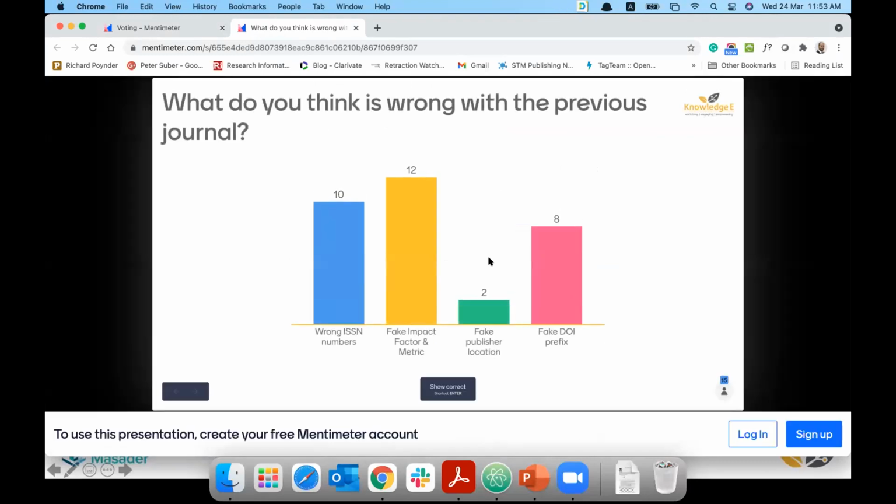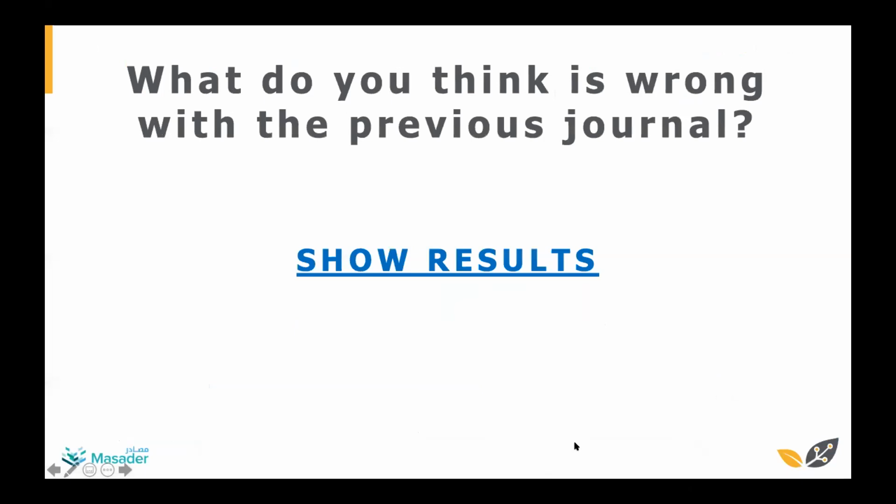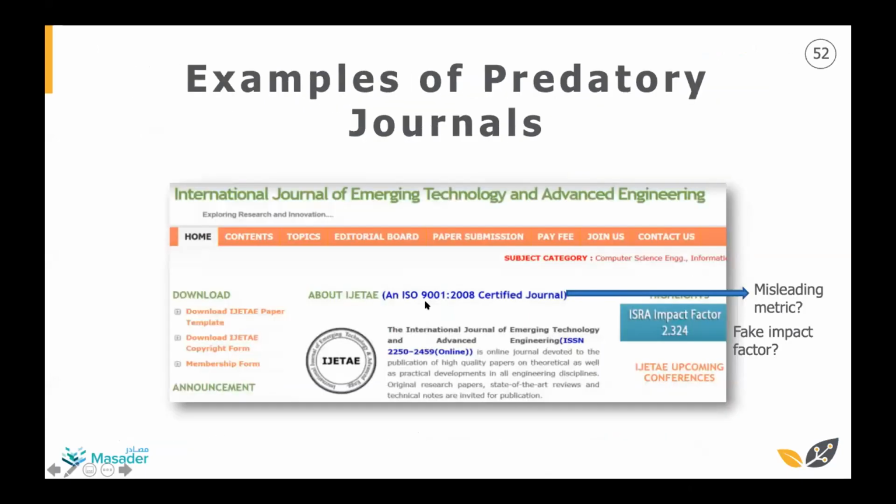Great. I can see the majority of the results went with the fake impact factor and the fake metric, which is very clear in the screenshot that we shared. This is completely right. Wrong ISSN: I verified this ISSN against the ISSN international database, and it is a completely fake ISSN number. If you go back to this slide, especially this point, they are claiming to have an ISO certificate to give you the idea that they are a legitimate and credible journal, but this is completely wrong because ISO certificates are not issued for journals. There is nothing named ISRA impact factor. It's only the impact factor issued by Clarivate.